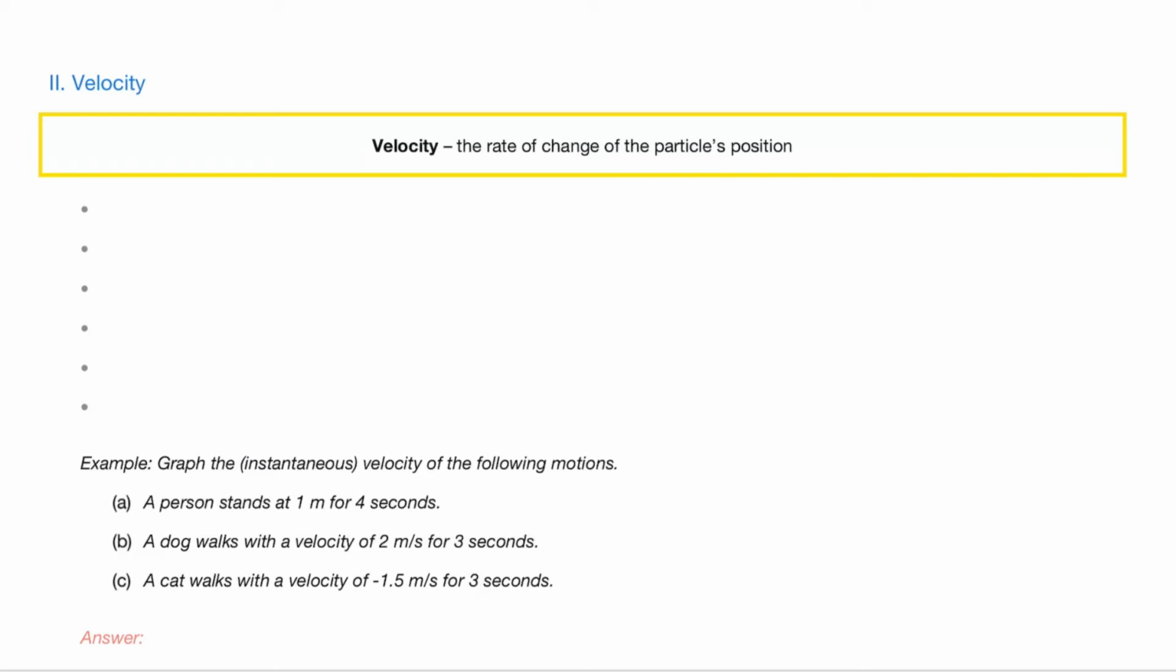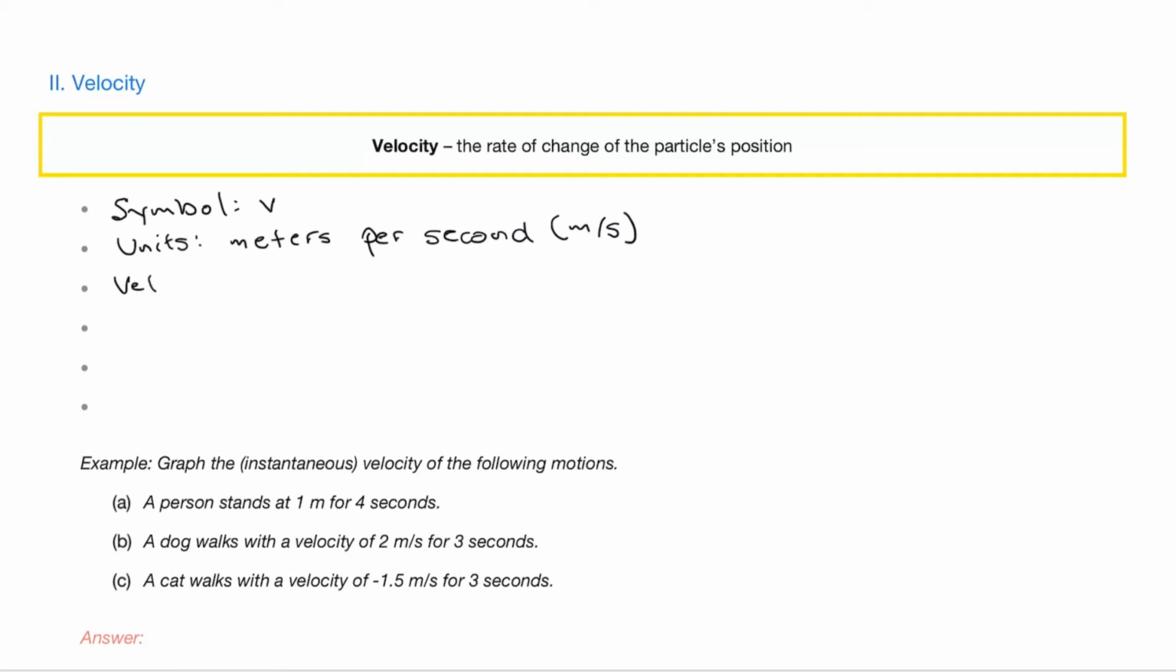In this section, we study our next kinematic variable, velocity. Although velocity will be important in its own right, it's mostly important because it is connected to position, because it is the rate of change of the particle's position. Like every other quantity, velocity has a symbol, in this case, v. Its units are meters per second.